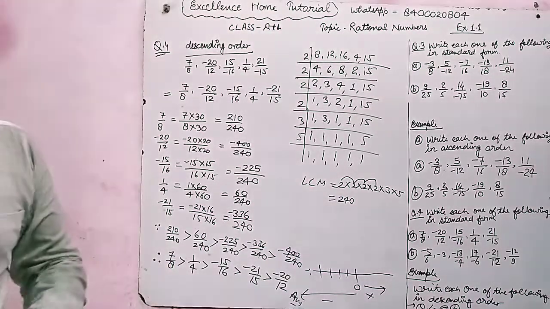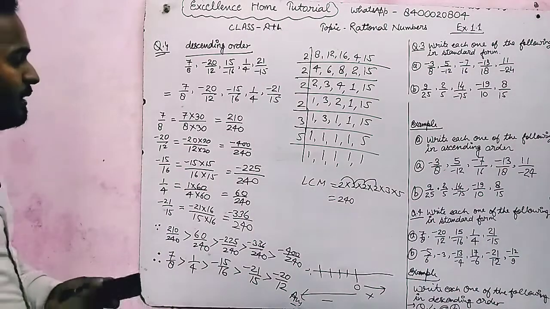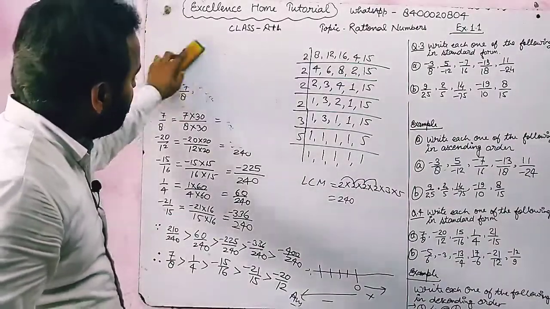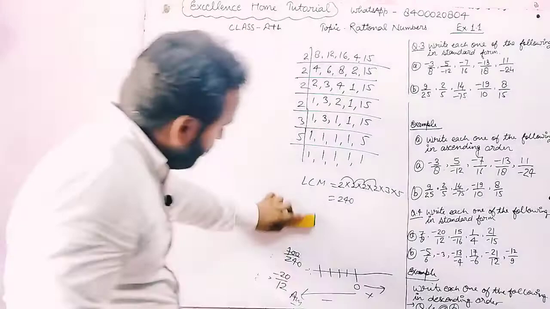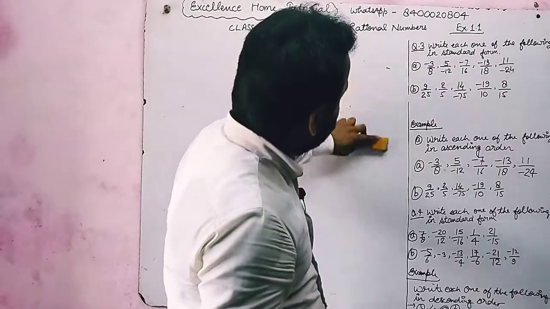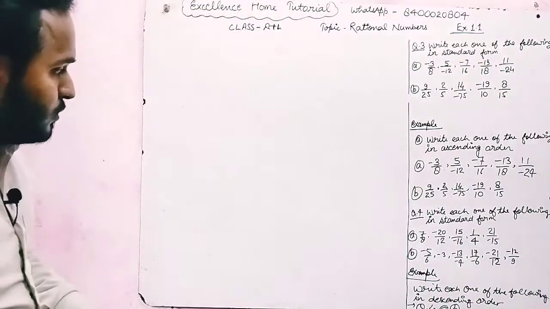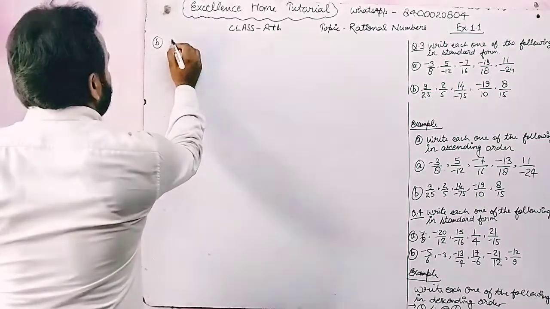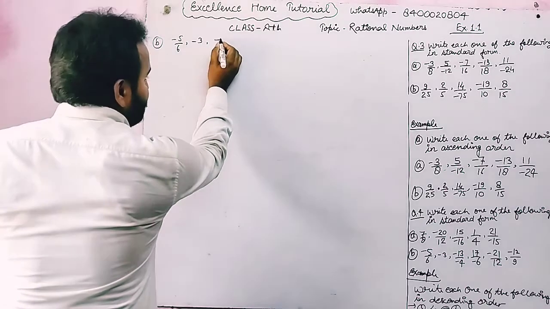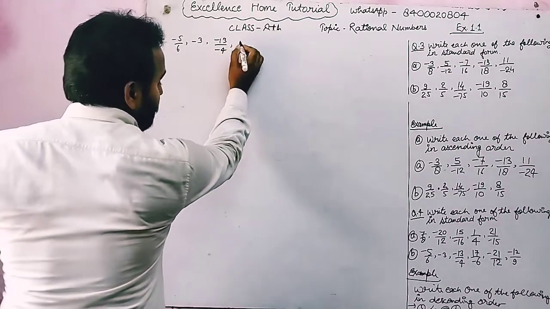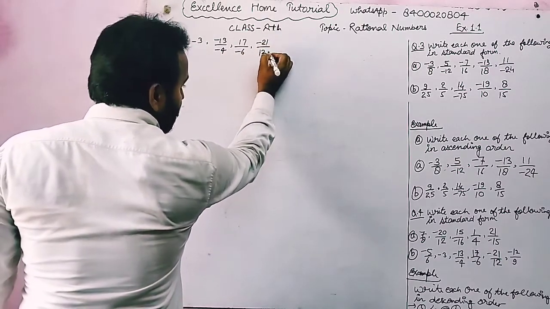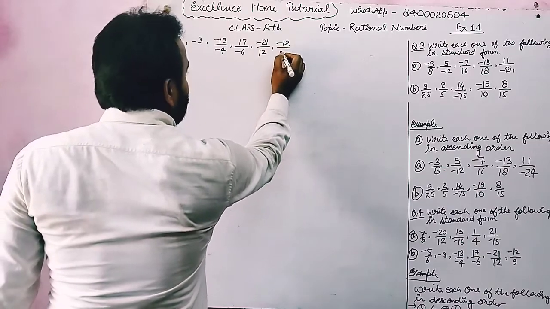Similarly, question number B. This is a similar question to section A. So B is minus 5 by 6, minus 3, minus 13 by minus 4, 17 by minus 6, minus 21 by 12, minus 12 by 9.